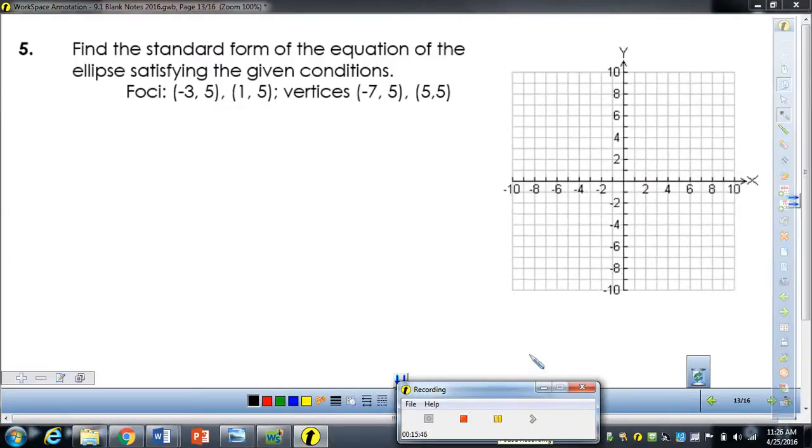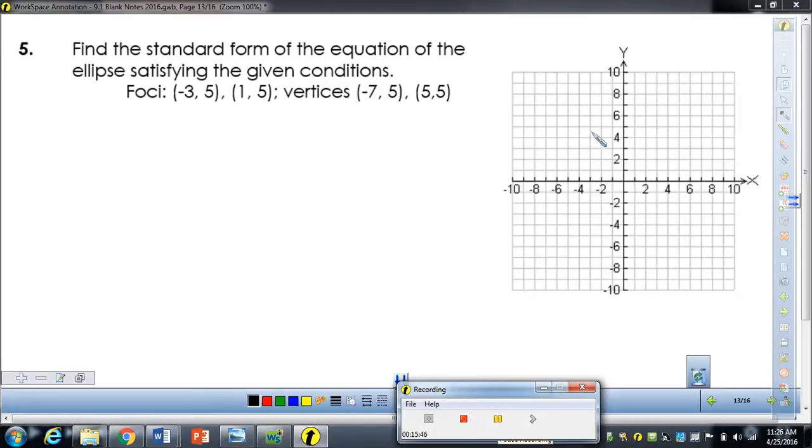In this next problem, we are going to work backwards using some given conditions. They've given us the coordinates of the foci and the vertices. We want to find the standard form of the equation. So we're going to start by just graphing these points.